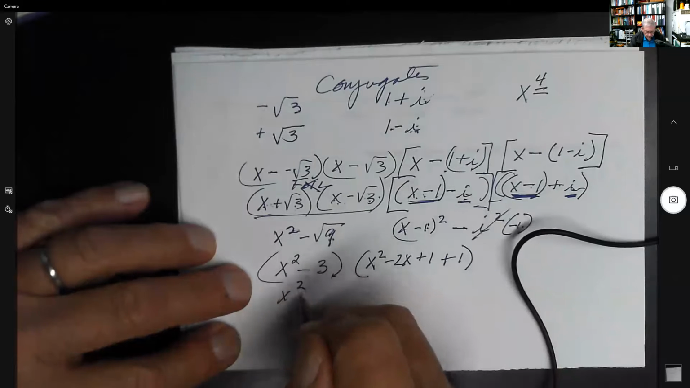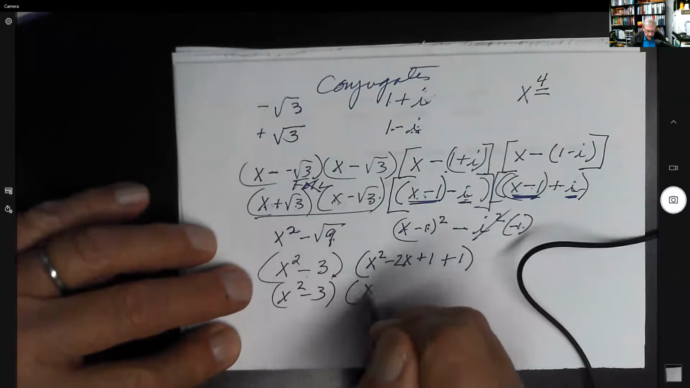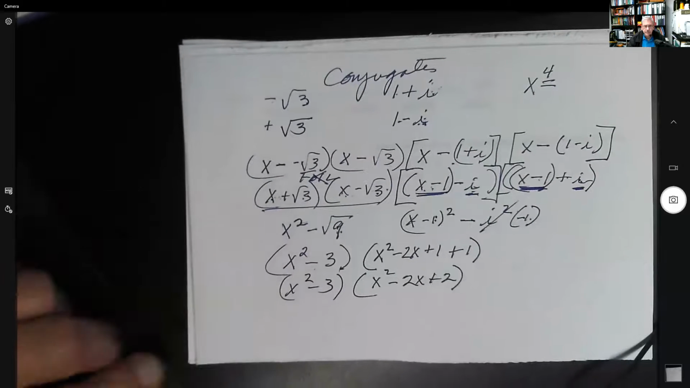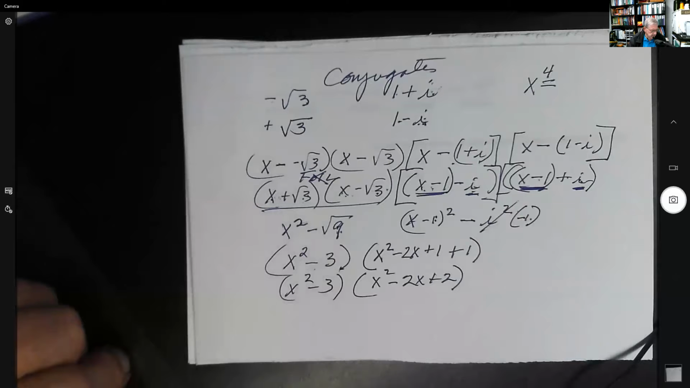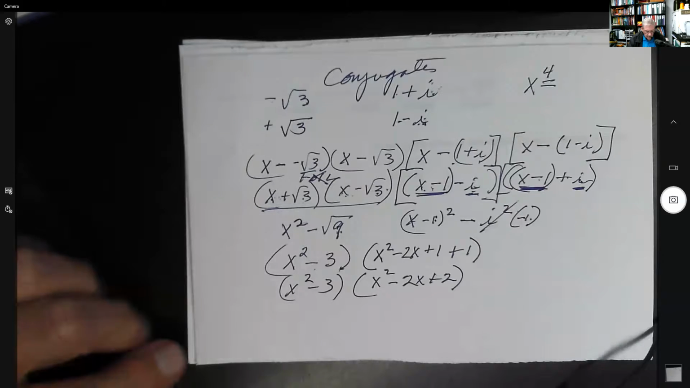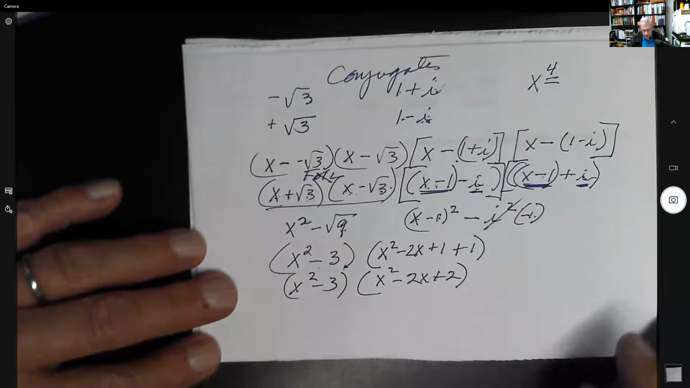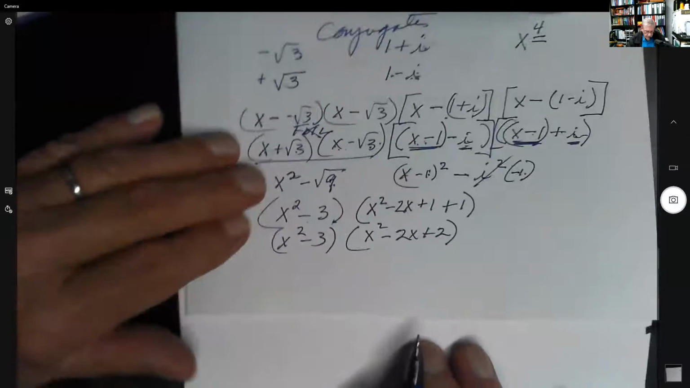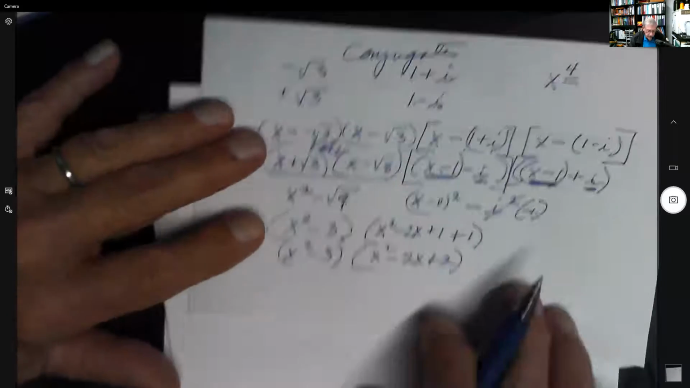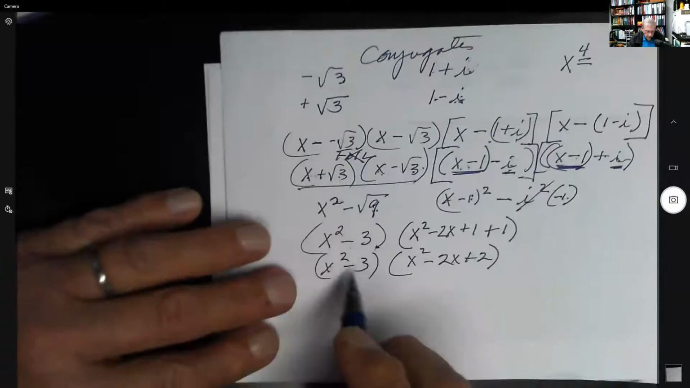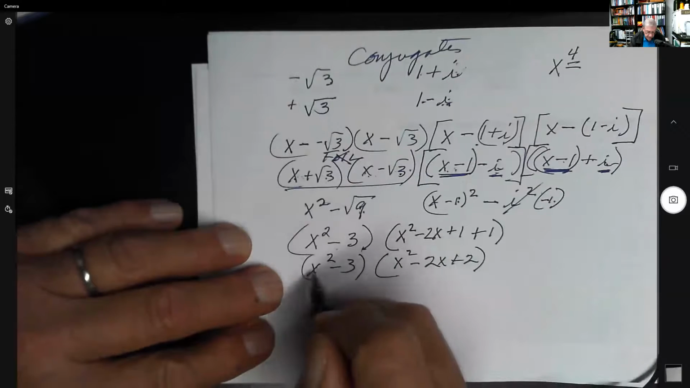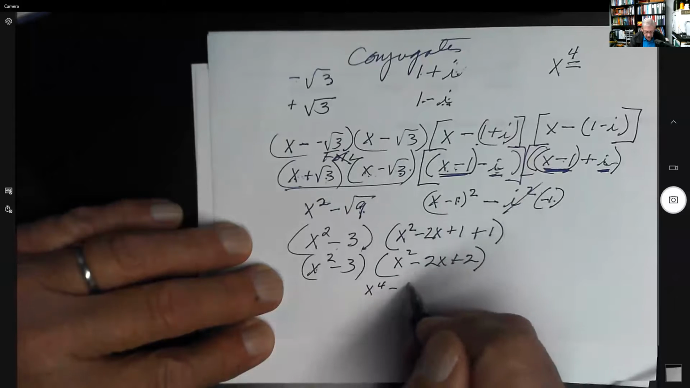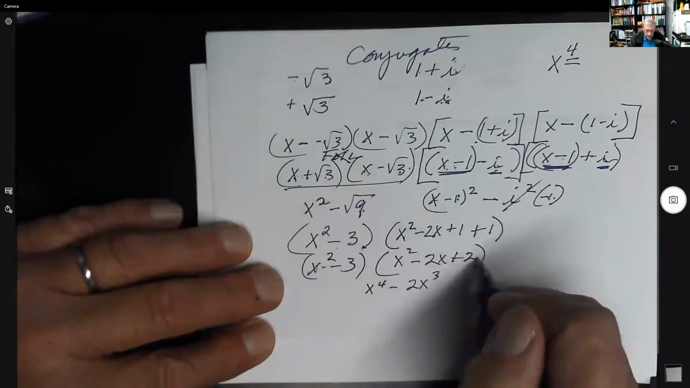Now I have x squared minus 3 times x squared minus 2x plus 2. Now all I got to do is multiply this together. Easier said than done. Let's put it up here. I'm going to multiply the x squared times each term: x to the 4th minus 2x cubed plus 2x squared.